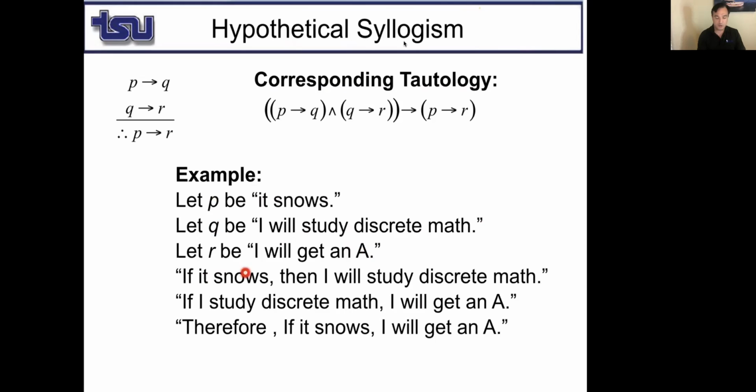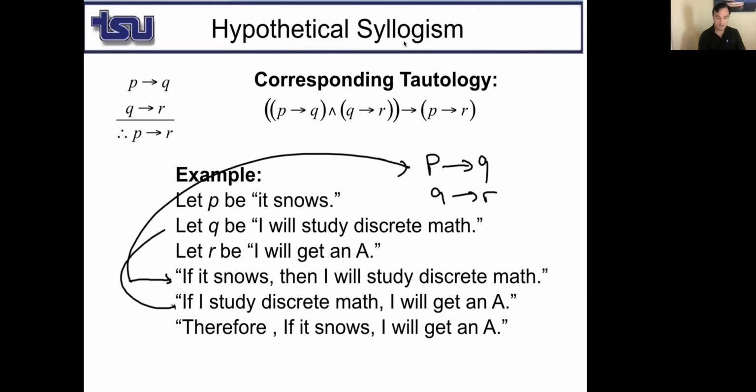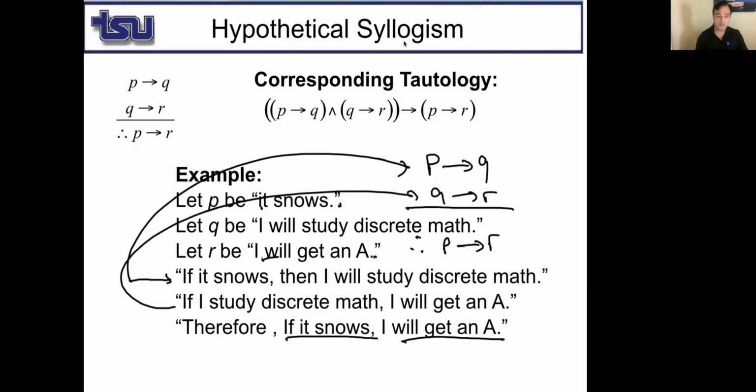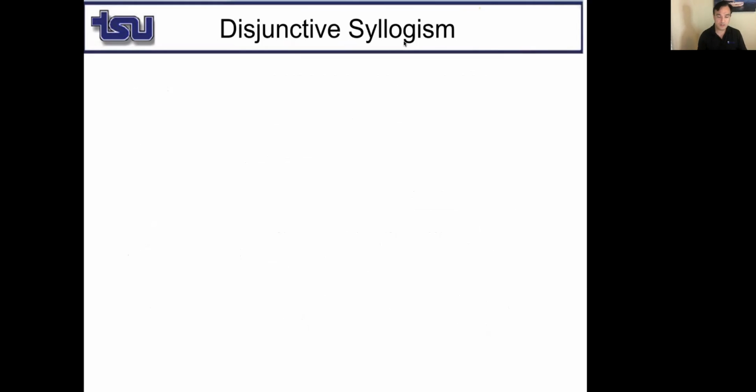And it says, if it snows, then I will study discrete math. That means P implies Q. This one, P implies Q. And this one, if I study discrete math, Q implies R, right? This one. Therefore, P must imply R. That means if it snows, I will get A. This is hypothetical syllogism, okay?